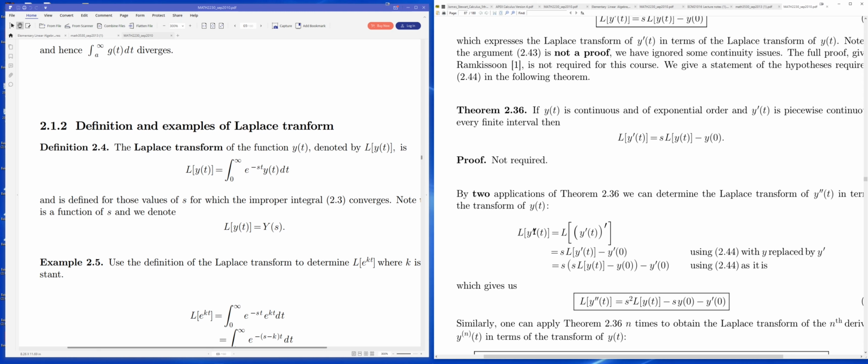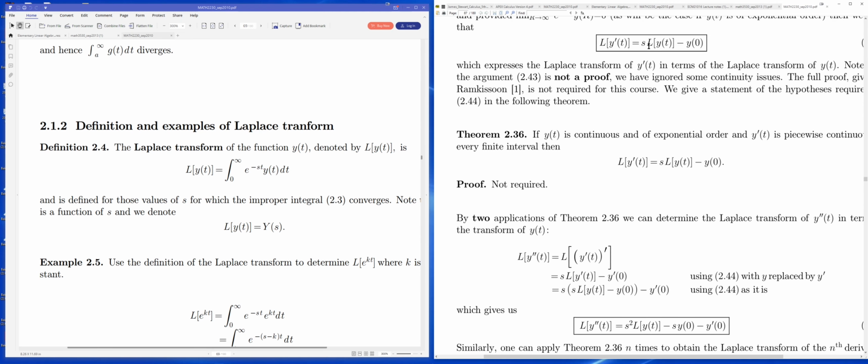So Laplace of y double prime is Laplace of y prime differentiated. And now what you do is use one application of your derivative formula for y prime that you have from above. So you have this function inside here, and you're differentiating it. So Laplace of the derivative of y prime is s Laplace of y prime minus y prime 0.